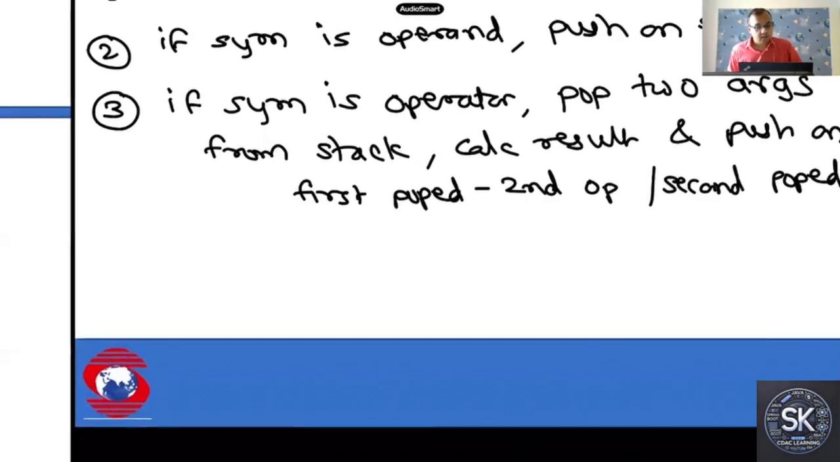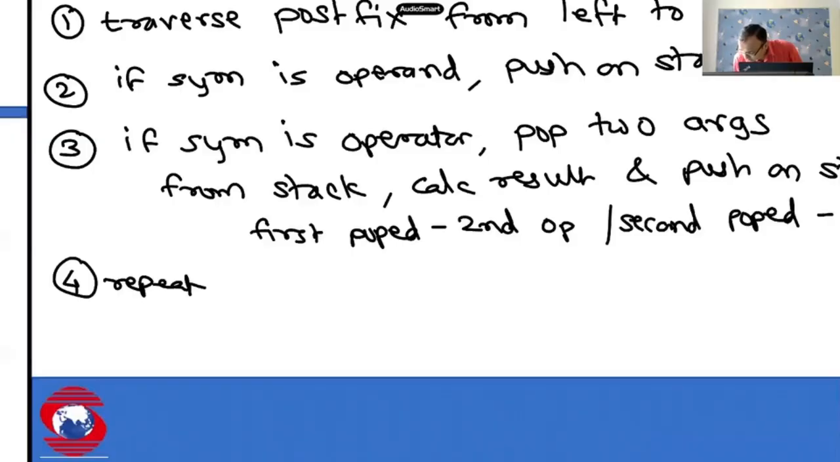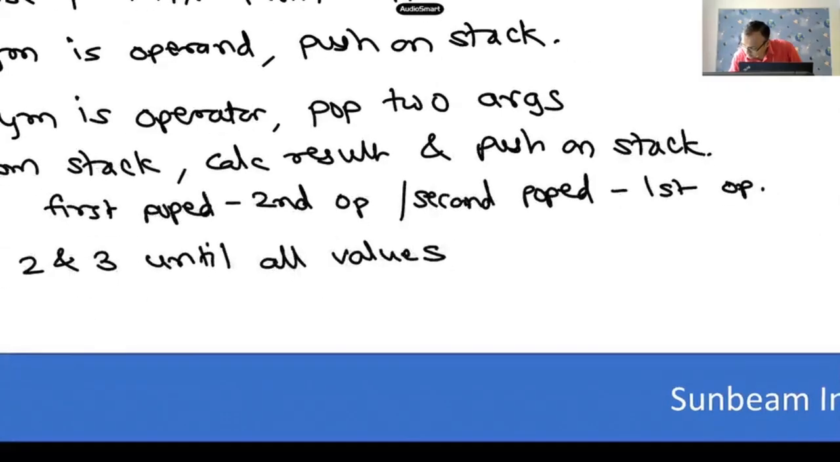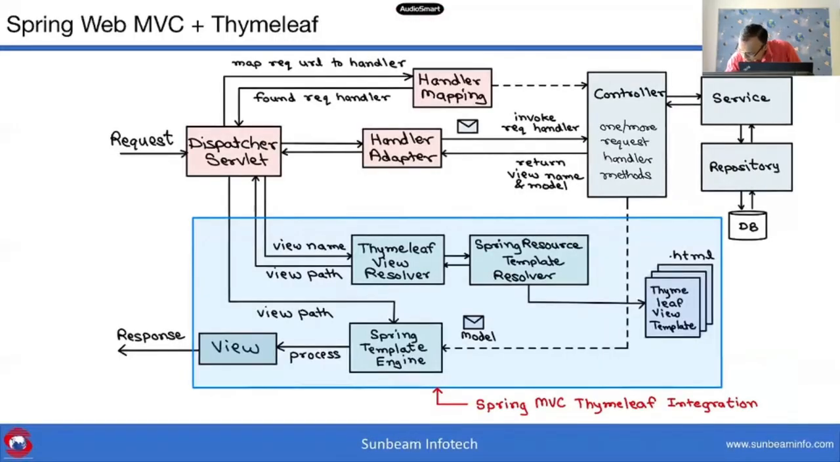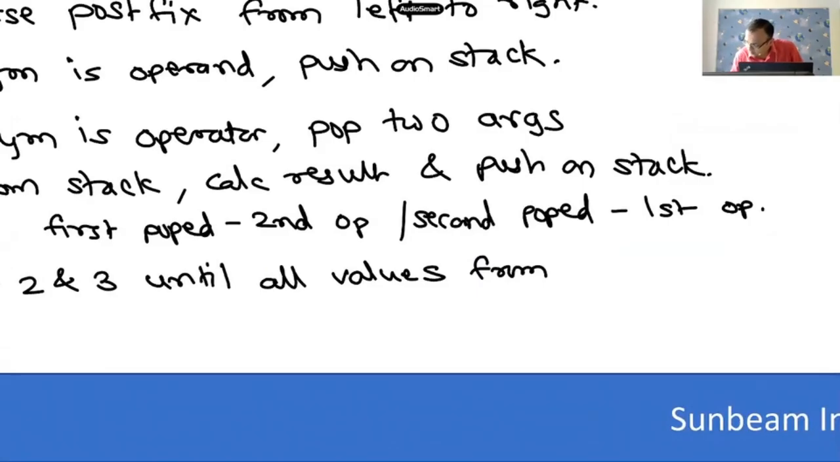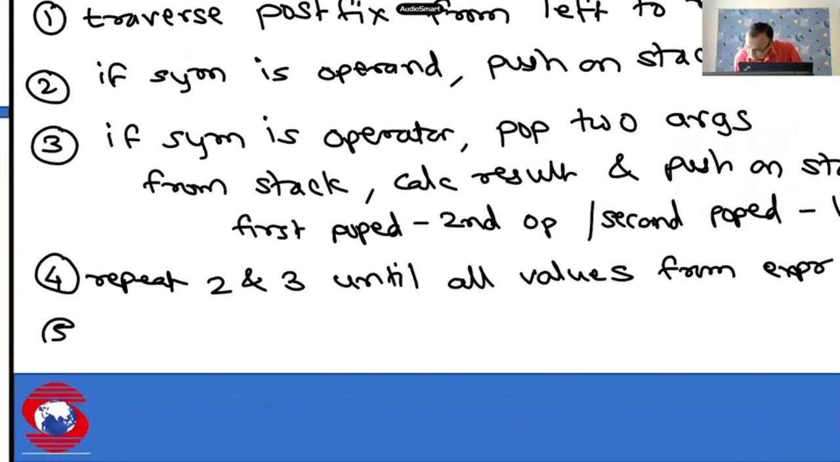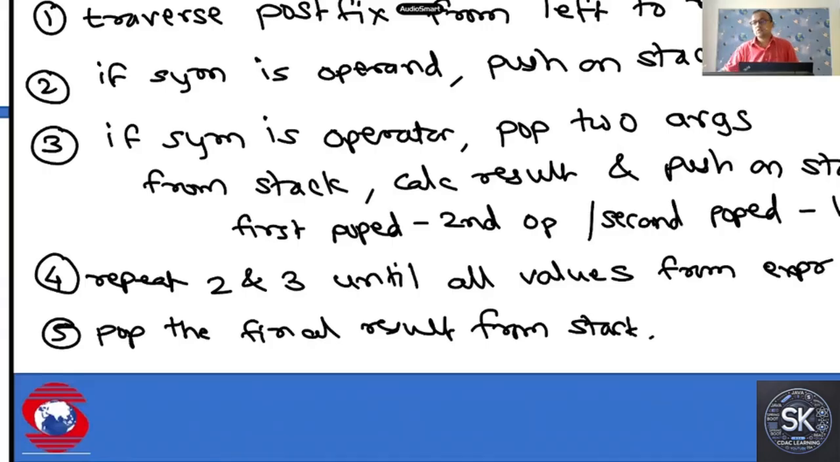I hope you will remember that. Done. And fourth step, you need to simply repeat steps 2 and 3 until all values from the postfix expression are done, are completed. Finally, what is the last step? Pop the final result from stack, and then you can return it. It is very simple.